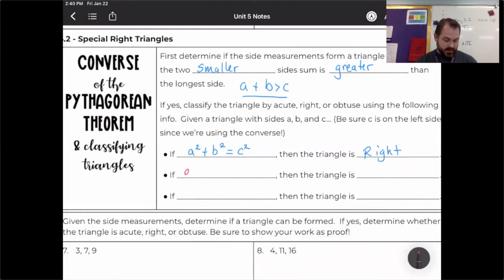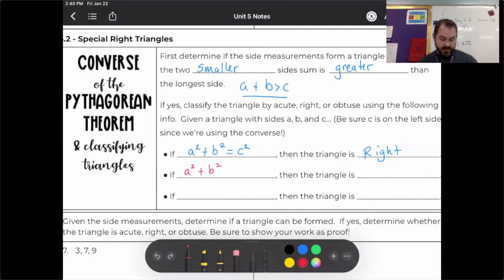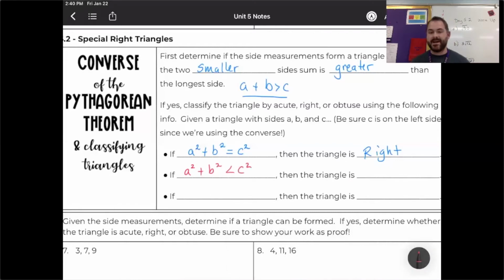So let's start with when a squared plus b squared is less than c squared. That means that the length of c is actually longer than if it was just a right triangle. And if you could imagine that you have this right triangle and you stretch the hypotenuse longer, but you keep the other sides the same length, that's going to make your right angle bigger. So bigger than a right angle would be an obtuse angle. So if a squared plus b squared is less than c squared, because we made c bigger, it's an obtuse triangle.